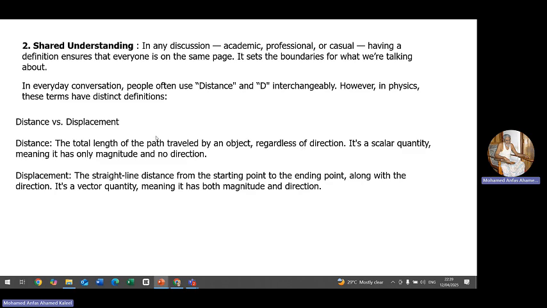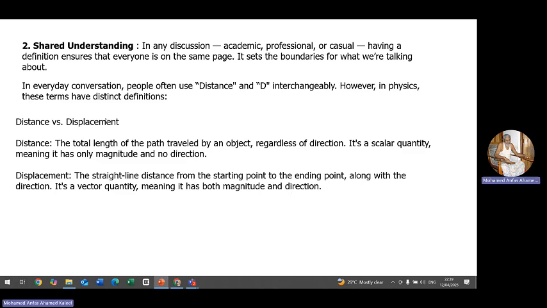But displacement is the straight-line distance from the starting point to the end point. That is the shortest distance of an object traveled, along with the direction. It is a vector quantity, meaning it has both magnitude and direction.